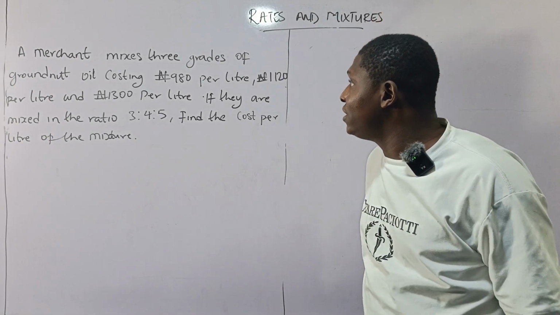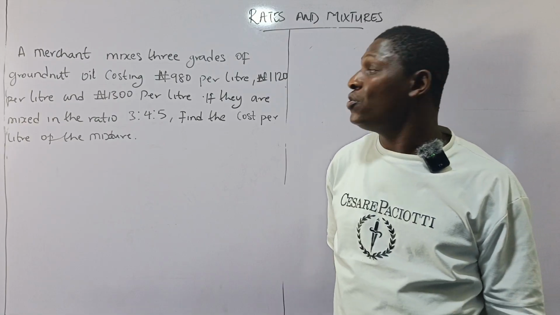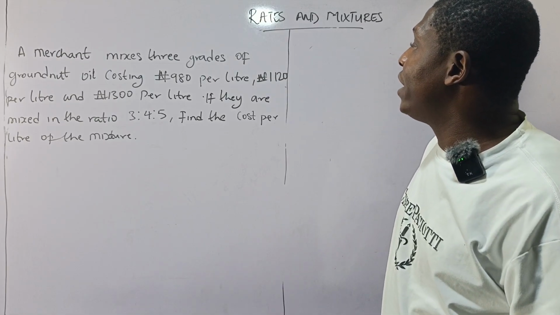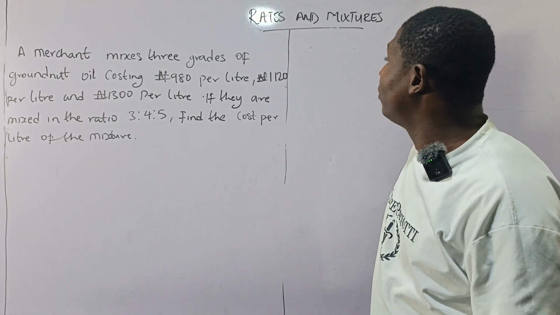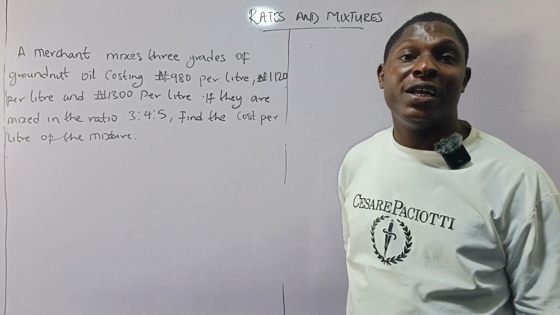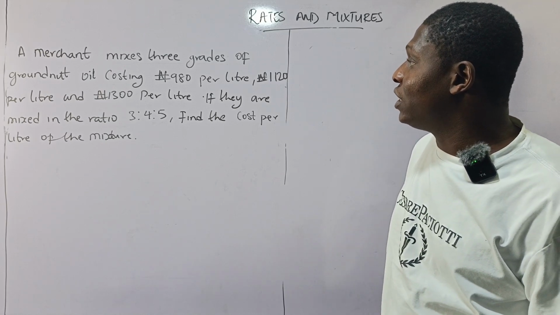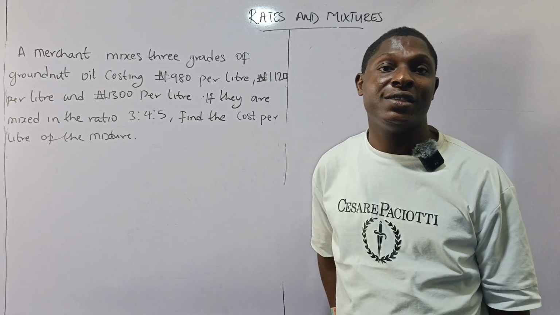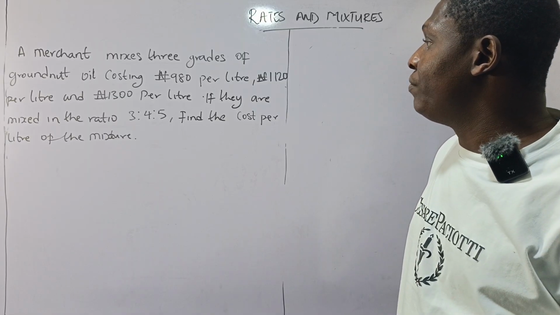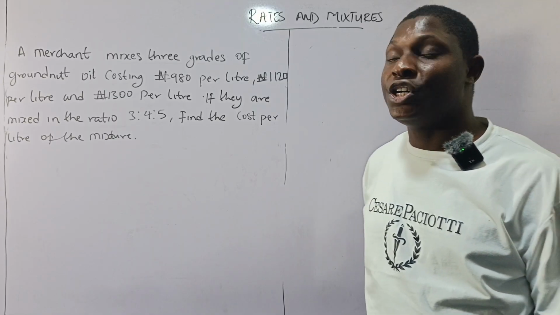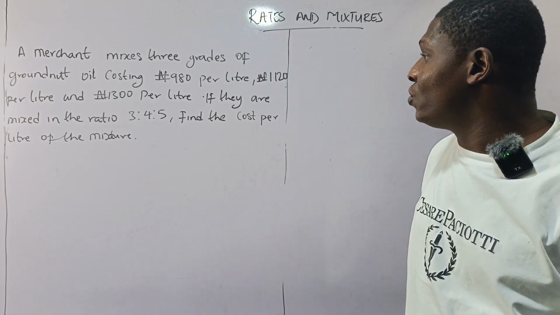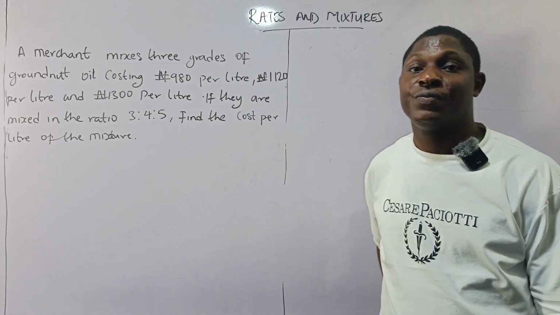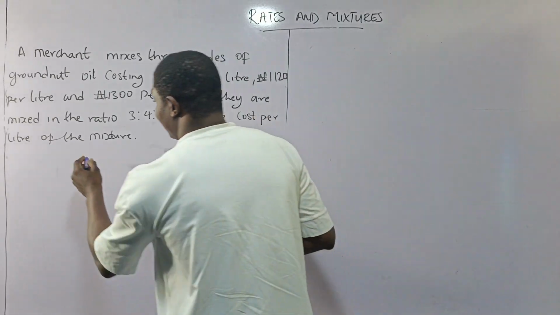A merchant mixes 3 grades of groundnut oil costing 980 naira per liter, 1,120 naira per liter, and 1,300 naira per liter. If they are mixed in the ratio 3:4:5, find the cost per liter of the mixture. So let's see how we treat this.